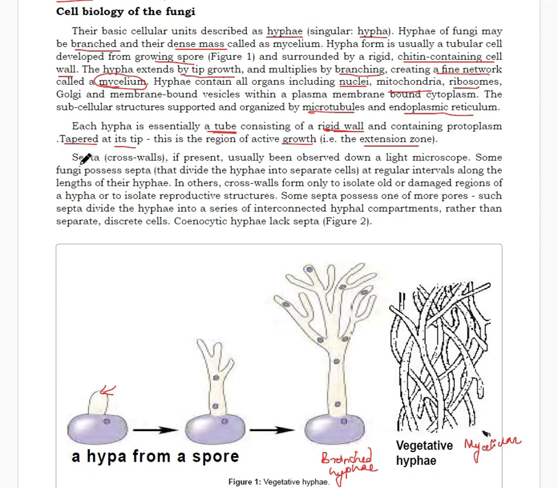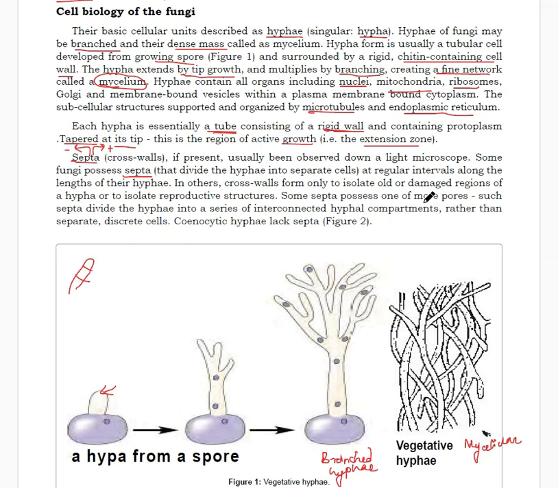So these hyphae can be septate, which have cross walls, or aseptate, where septa are not present. Okay, so when observed under a light microscope, it was found that some fungi possess septa, which divide the hyphae into separate cells, and as you have studied, some fungi have two nuclei also.